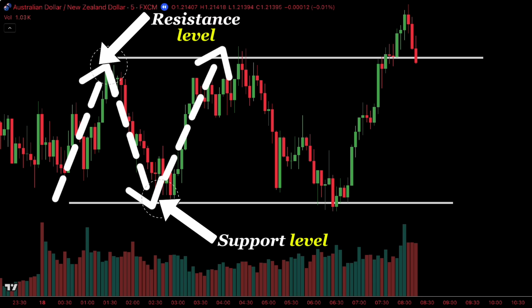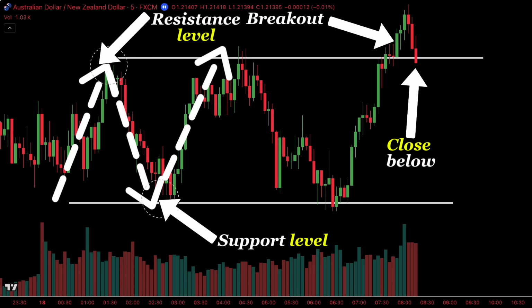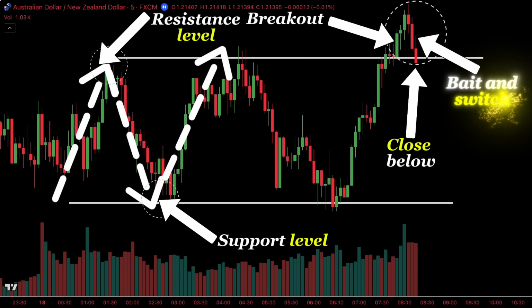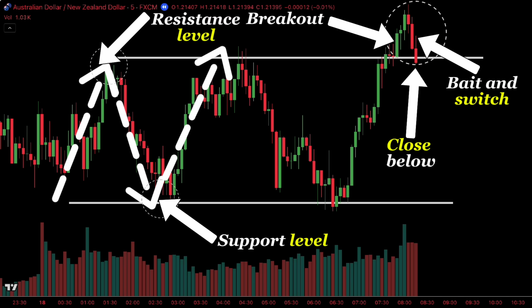Now look at what happens next. The market breaks above the resistance level and then quickly closes back below it. This is a clear bait and switch. It gives the impression that the market is going higher, but then reverses and traps buyers. This is what we call an institutional footprint.